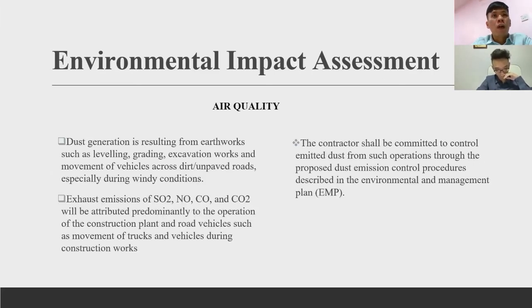The second one is about air quality. Dust generation results from earthwork such as leveling, grading, excavation work, and movement of vehicles across the unpaved road, especially during windy conditions. The exhaust emission of SO2, NOx, CO, and CO2 will be attributed predominantly to the operation of construction plant and road vehicles, such as movement of trucks during the construction works. To reduce this problem, the contractors shall be committed to controlling emitted dust from such operations through the proposed dust emission control procedure described in the Environmental Management Plan, EMP.